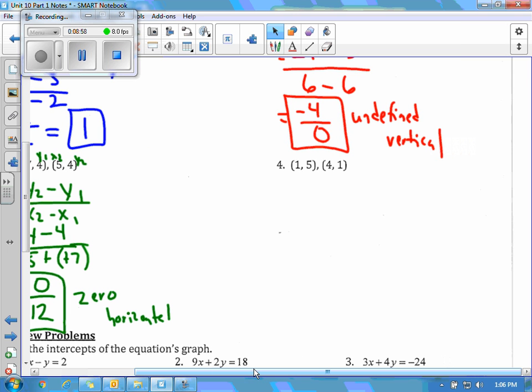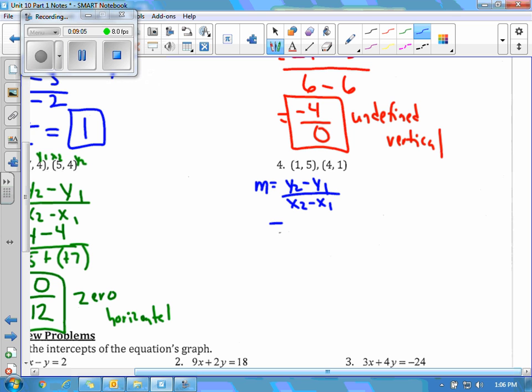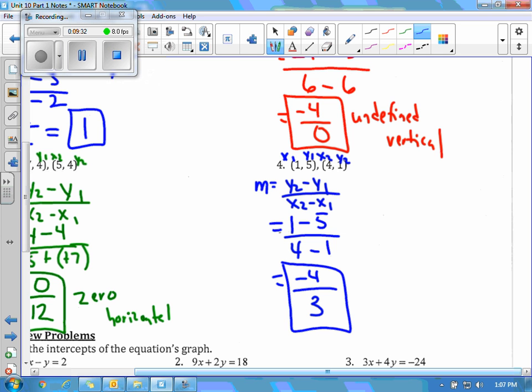Looking at our last example now. Again, I'm going to rewrite the formula one more time. y2 minus y1 over x2 minus x1. y2 is this one right here. So that's 1 minus y1, which is 5. x2 is 4. x1 is 1. So working that out, 1 minus 5 is negative 4. 4 minus 1 is 3. And since I can't simplify that fraction, I just leave it as negative 4 over 3. And then since it's a negative number, that means I have a negative slope.